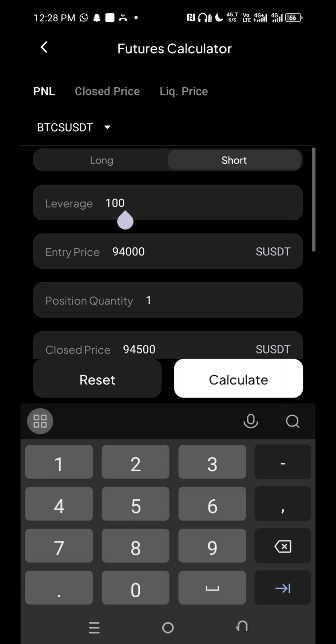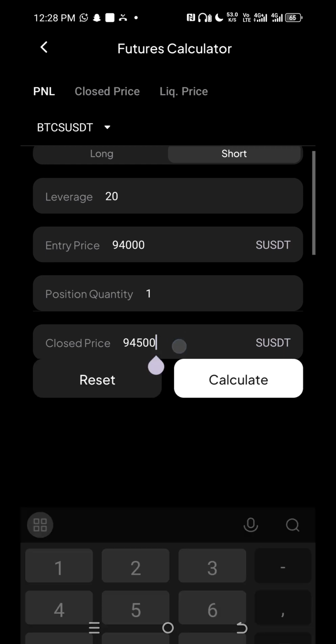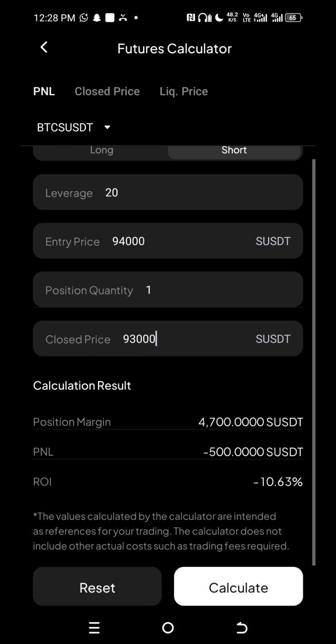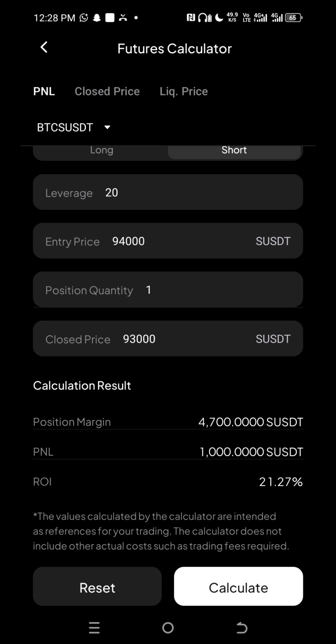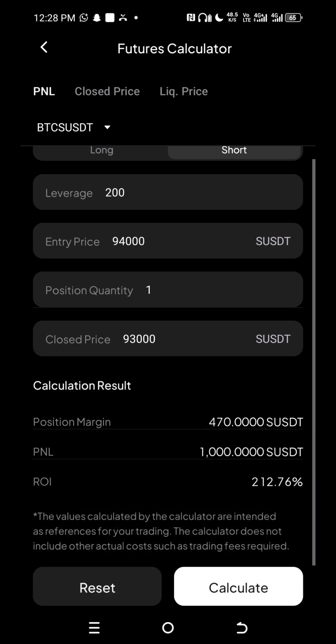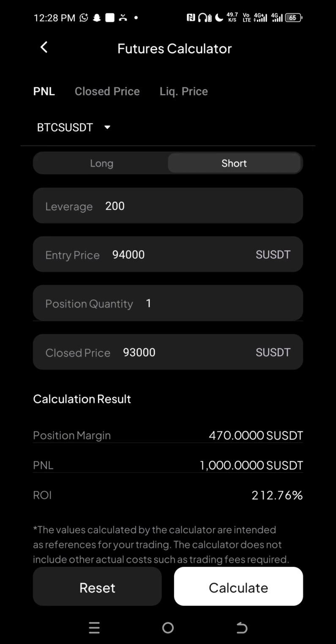Now, if I put 20x leverage, it will be minus 10%, right? So you see it, the higher your leverage, the higher your risk. Now let us talk about the reward. You understand? So if I'm targeting 93,000 as my take profit, with 20x leverage, I'll be seeing 21%. With 200x leverage, I'll be between 200 and something percent. You see? So that is what you need to understand.